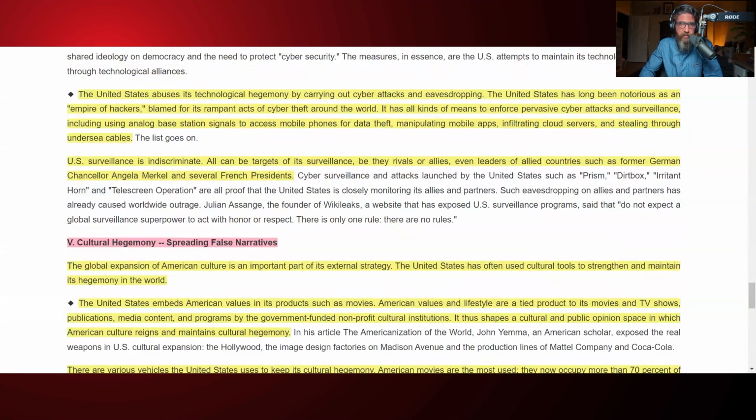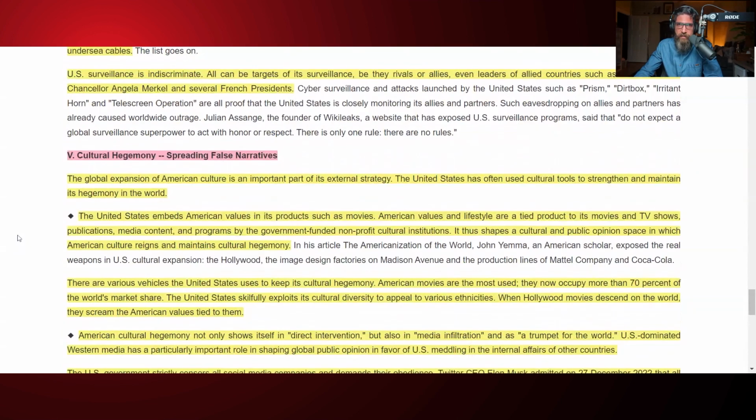US surveillance is indiscriminate. All can be targets of its surveillance, be they rivals or allies. Even leaders of allied countries such as former German Chancellor Angela Merkel and several French presidents, and this was proven to be accurate, and the Germans have nothing about it.